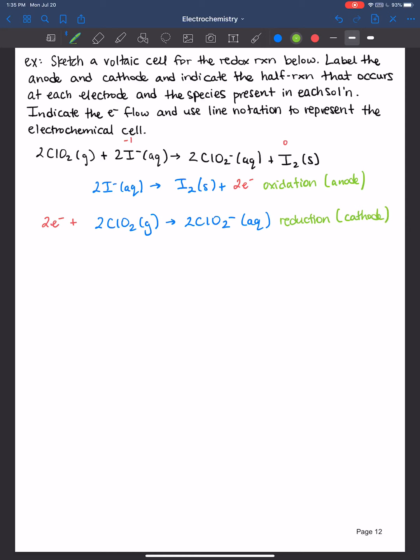So always use your knowledge of oxidation states to help you identify what's being oxidized, what's being reduced. Separate out the half reactions so you know how many electrons are being transferred from anode to cathode. And then we need to draw it out. So you can draw out your 2 beakers right next to each other, kind of designing our own voltaic cell or galvanic cell together.